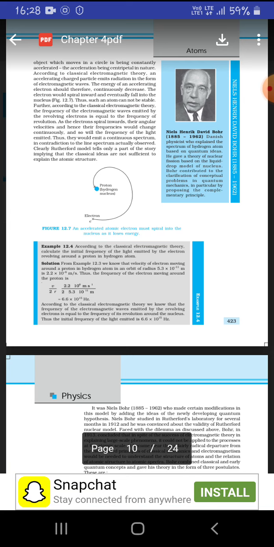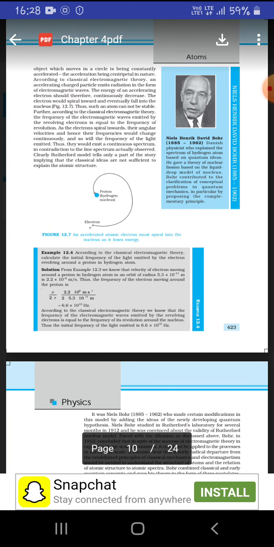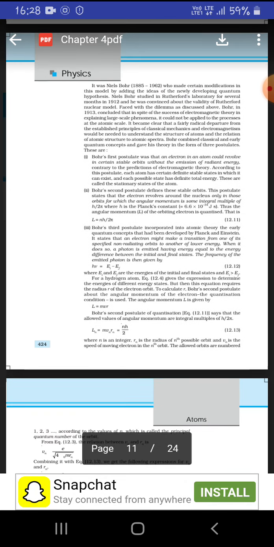See here, in this Rutherford model, the electron will be rotating with acceleration. As it rotates, once it will fall. See here, the proton, the hydrogen nucleus, the electron will fall into the nucleus, or the charges will fall down. So this is the formula to solve here.